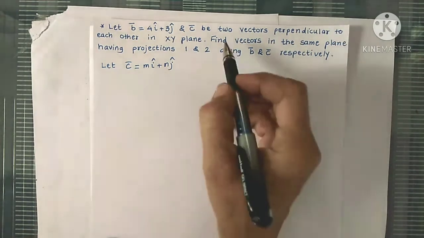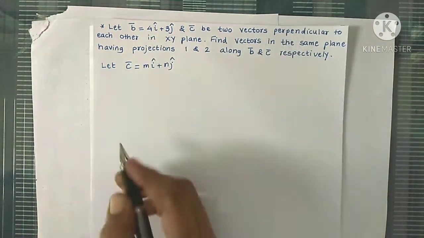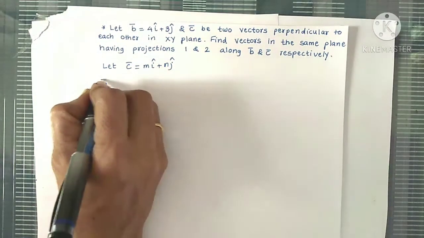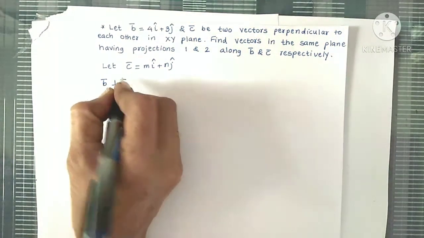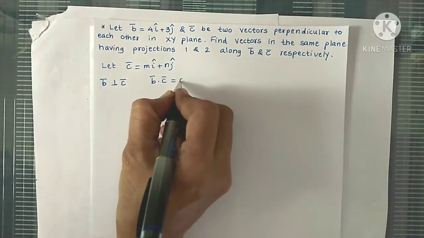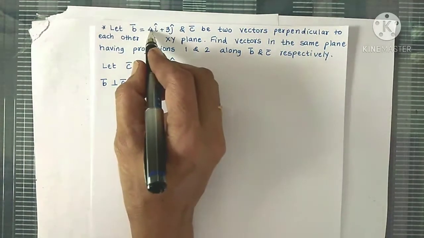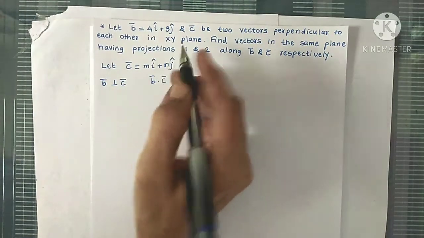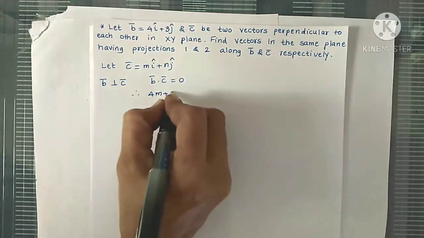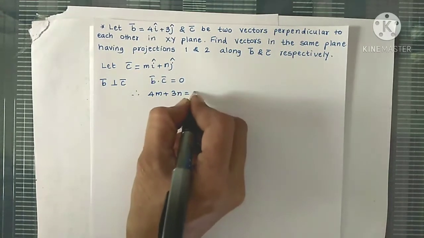Now it is given that b bar and c bar are vectors perpendicular to each other. So b bar is perpendicular to c bar, that means b bar dot c bar is 0. That means 4 into m plus 3 into n equal to 0. Therefore 4m plus 3n equal to 0.